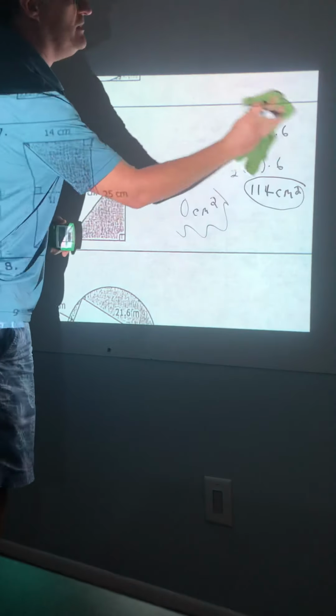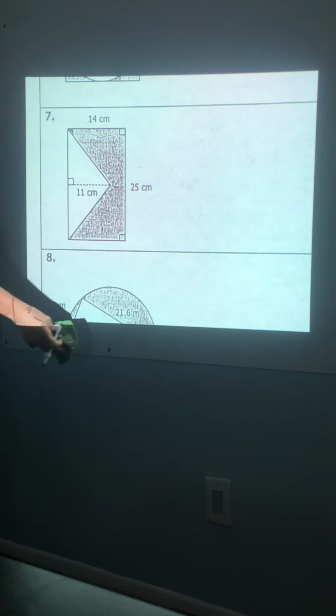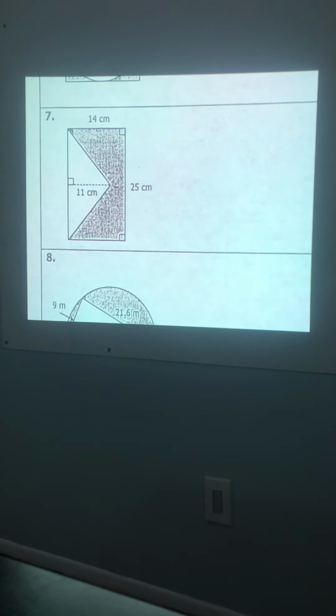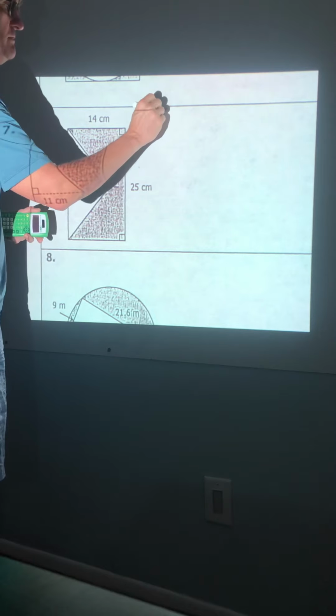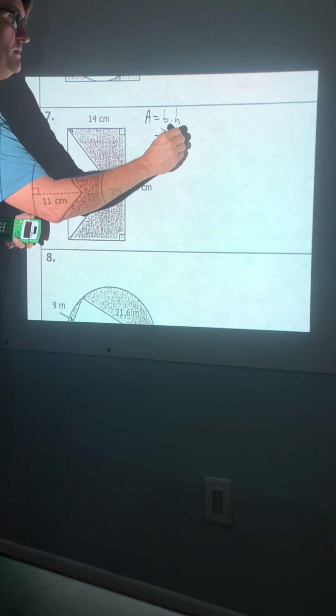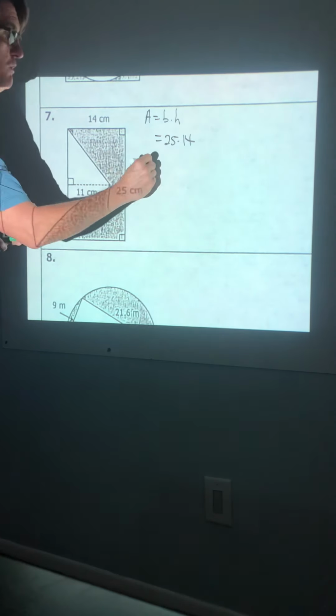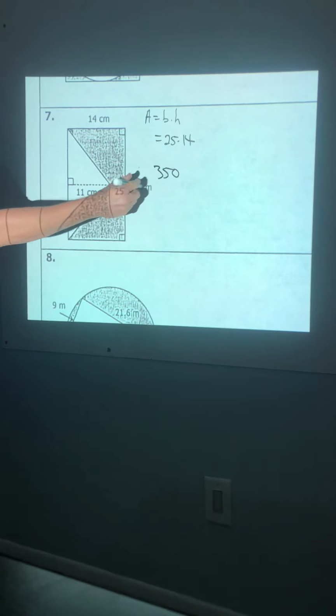Okay, so we're going to find the area of this shaded region. So take a look. All I want is this shaded section here. And do you notice this whole rectangle? For the whole rectangle, I'm just going to use base times height. That's just how I do it. If you want to do length times width, that's fine too. I'm going to find the area of that whole rectangle. So 25 times 14, I hit enter. The whole rectangle is 350, and again, centimeters squared.